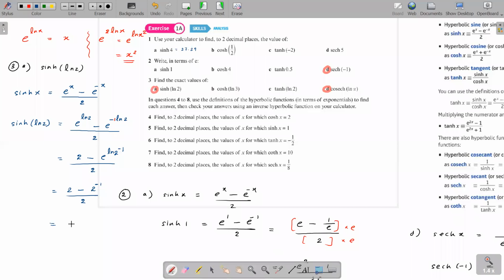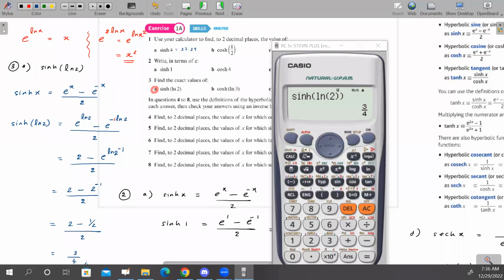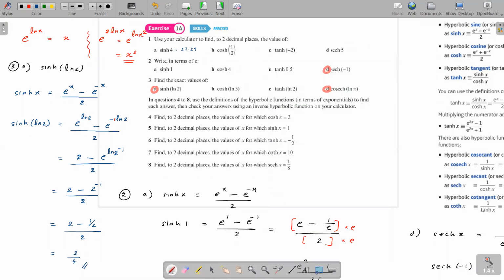All right, guys. So you can simplify this with the calculator. 2 minus half, divided by 2. That's going to give you the answer 3 over 4. All right, guys, so this is the answer. You can see I've typed this in the calculator as well, sinh ln2, and you can see we get the answer directly, 3 over 4. So you can get it manually as well as from the calculator.